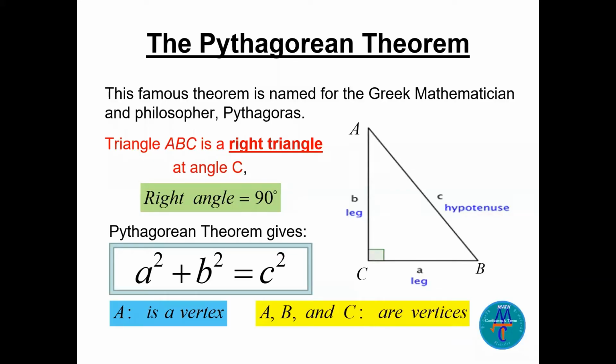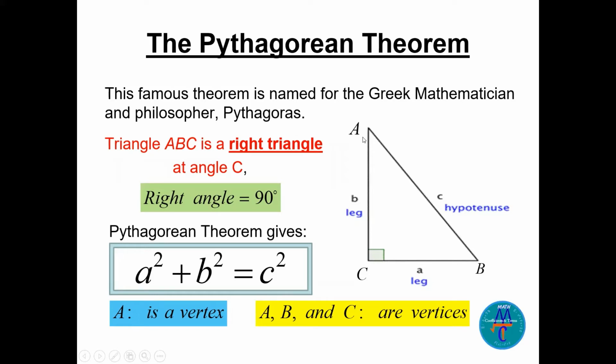I mentioned the Pythagorean Theorem. This famous theorem is named for the Greek mathematician and philosopher Pythagoras. We have a right triangle ABC, right angle at C, which means there is 90 degrees at C. Now the triangle, we have three vertices and we have three sides. The longest side here, we call it the hypotenuse, and the other two sides, we call them sides or legs.